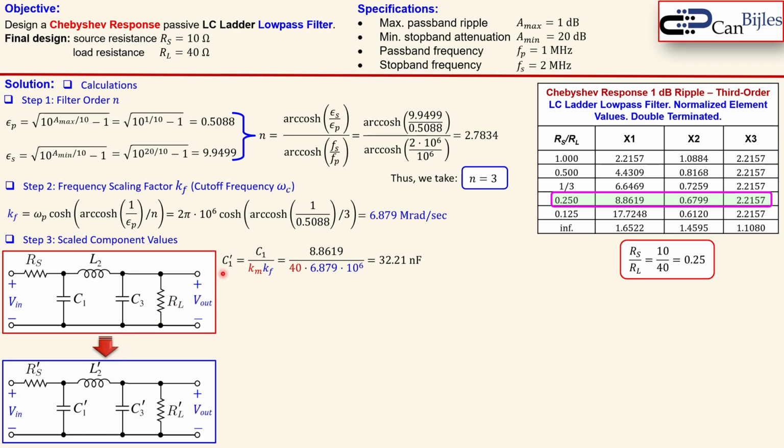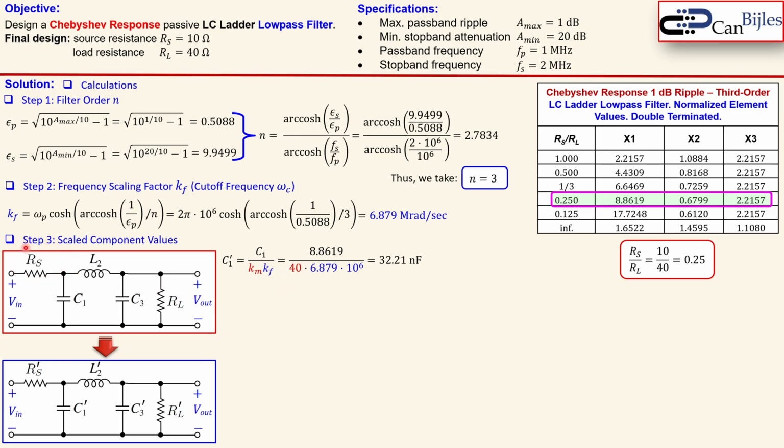Calculate now C1 prime, which is our scaled up component value for the capacitor C1. That is C1 from the table, we see here 8.8619, divided by the magnitude scaling factor and the frequency scaling factor. The magnitude scaling factor Km is 40. The reason for that is that we have a load resistor of 40. So the load resistor here is considered in the normalized value 1. So in order to go from 1 to 40, we need a magnitude scaling factor of 40.